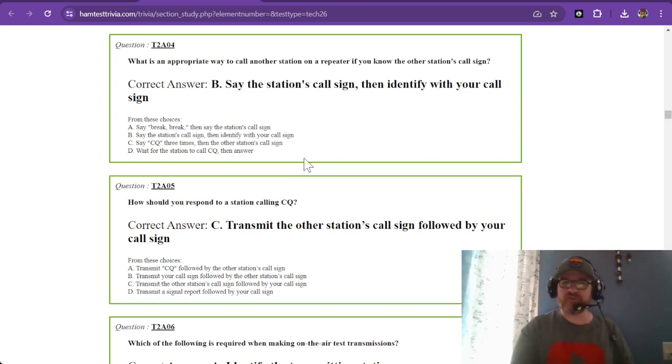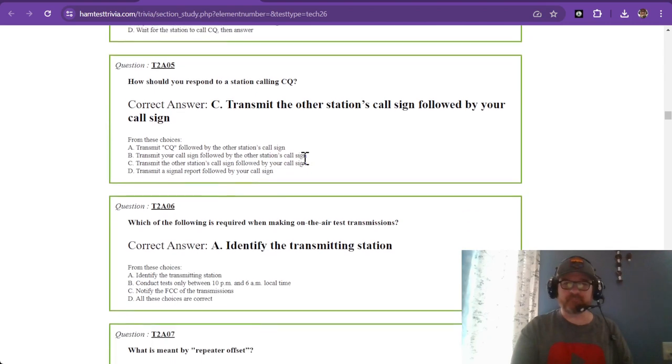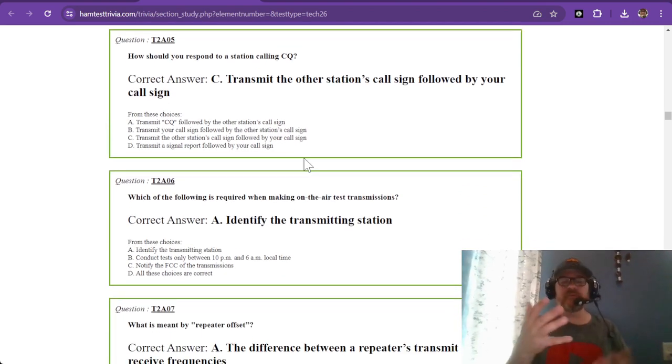You don't really have to call CQ on a repeater. Now, on 2-meter simplex and 440 or 70 centimeter simplex, you might be able to call CQ there. That one is left up to how you want to operate.